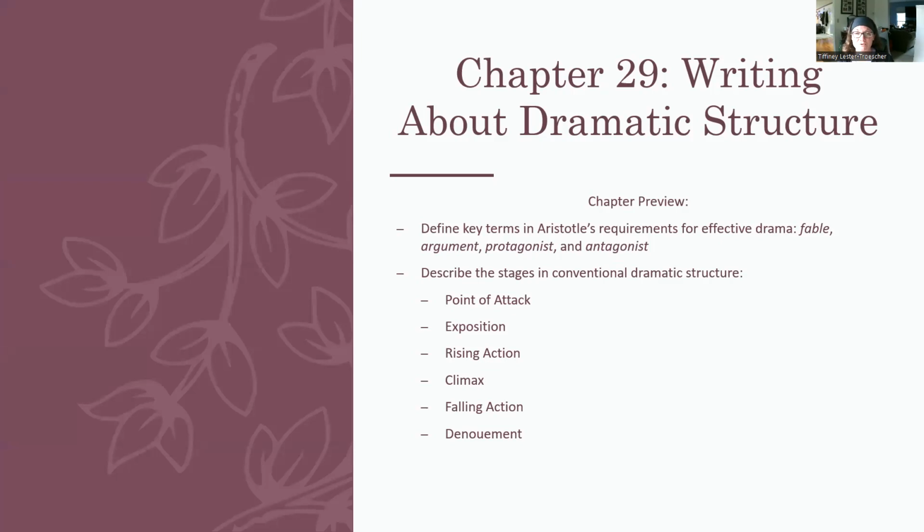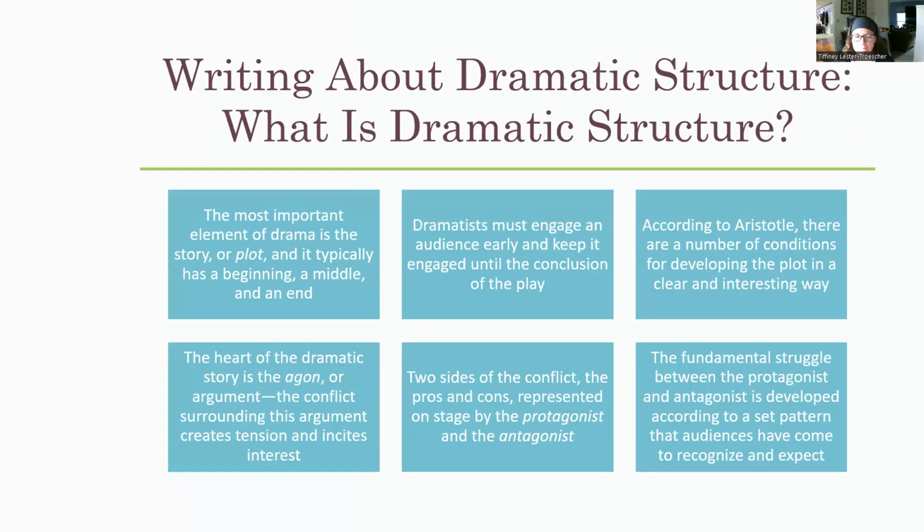So the next chapter, chapter 29, focuses more on that dramatic structure I mentioned. And the structure is literally how the action progresses. And there are 6 stages in a traditional, conventional dramatic structure: point of attack, exposition, rising action, climax, falling action, and the denouement. So we're going to go through each one of these, right?